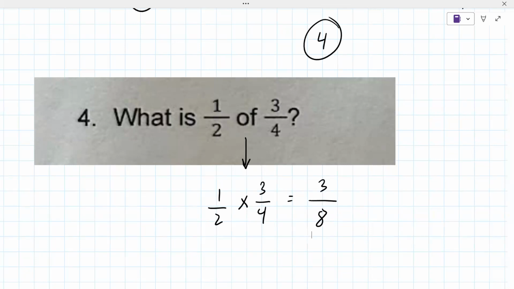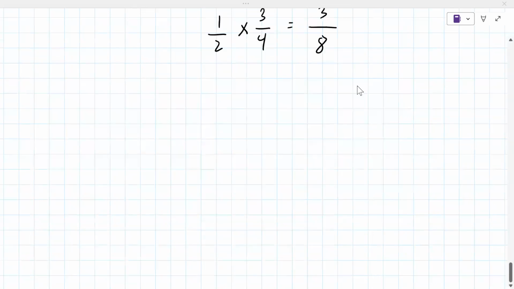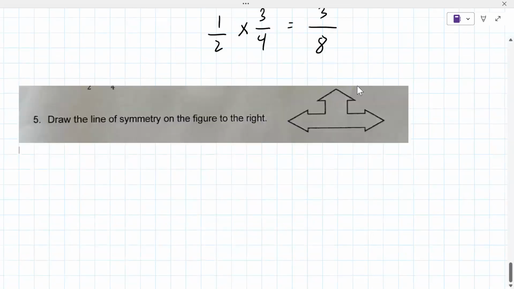Why don't you do number 5 and I will give you the answer. Draw the line of symmetry of the figure to the right. So what would you do?